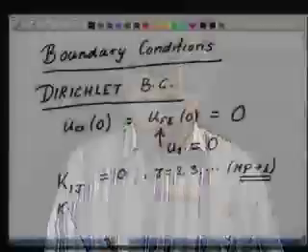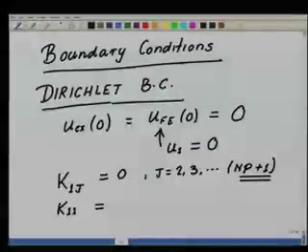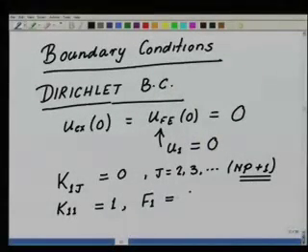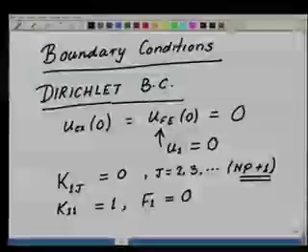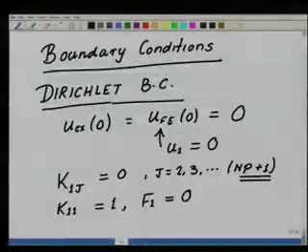Okay. So this we are going to do. Then we said that k11 is set equal to 1. Similarly, f1 is set equal to 0, equal to the value of the applied displacement at the end x equal to 0. But for our problem it is 0.